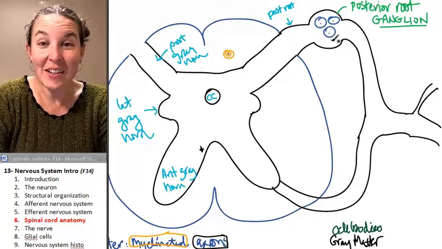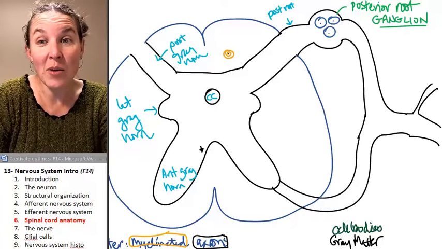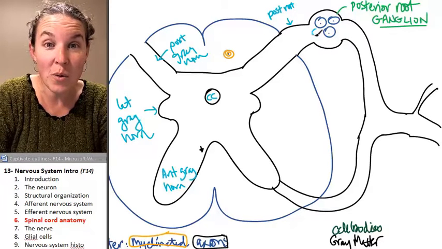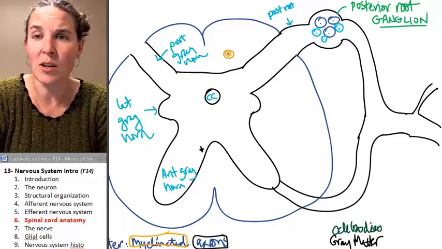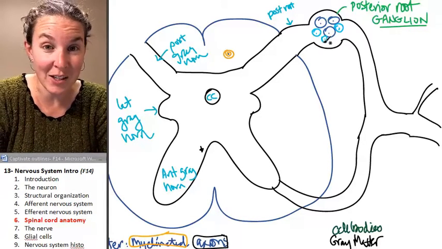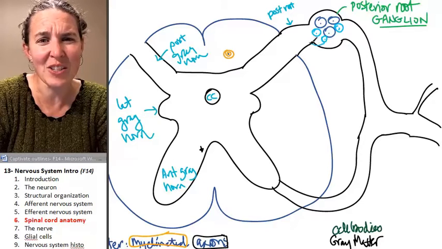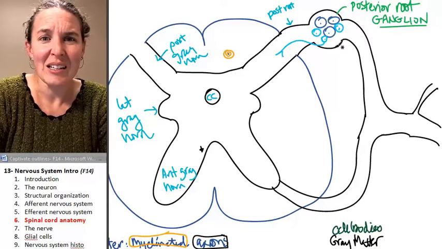So the posterior root ganglion is in there, and does anybody remember what color I used for my cell bodies? I better stop drawing them or else I'm not going to be able to fit anything else in here. I can't help it. I have to draw them in. Look.